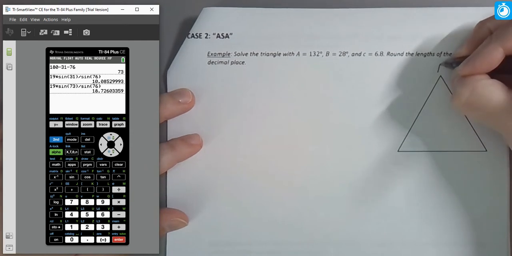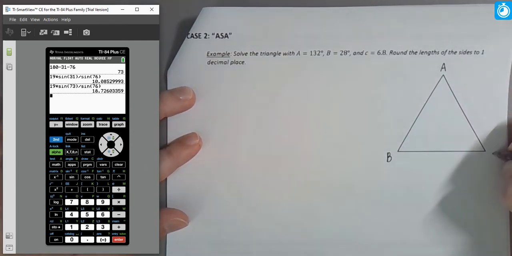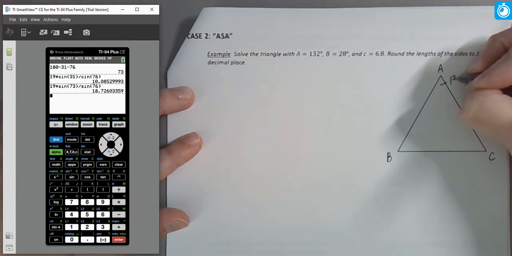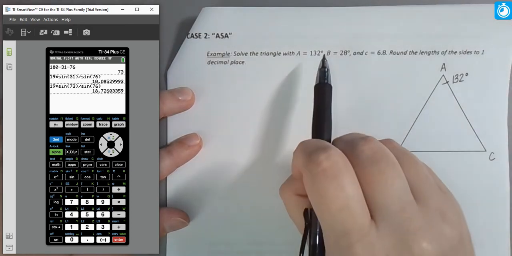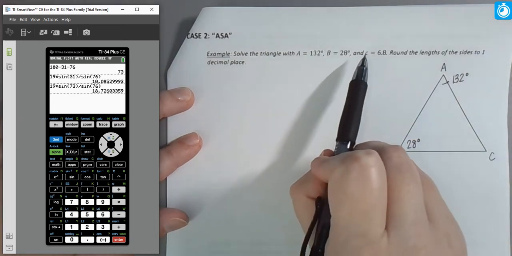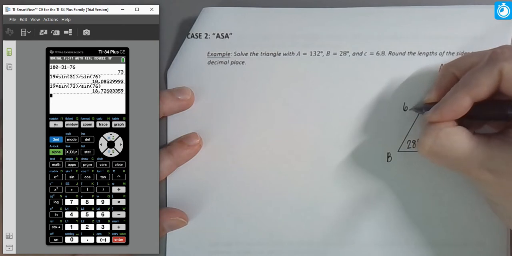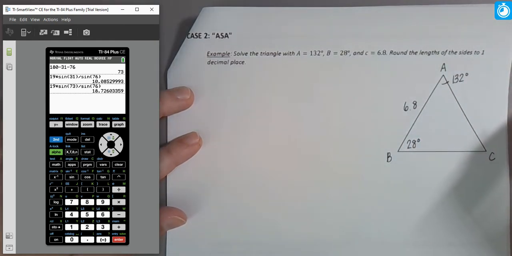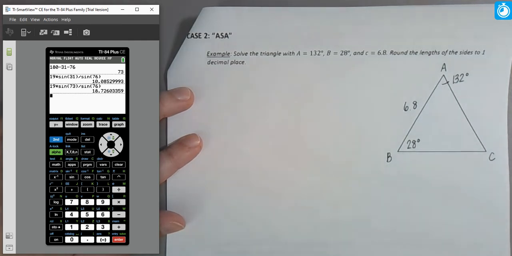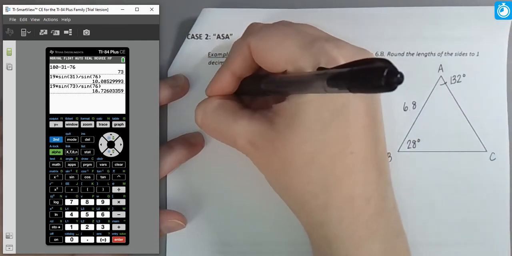So again, start by labeling the triangle A, B, C. We were given that angle A was 132 degrees. We were given that angle B is 28 degrees. And then we were given that side C, little c, is going to be 6.8 units. Now, looking at this triangle as it stands, we don't have a side angle pair. So it almost looks like maybe the law of sines doesn't apply. But notice we can directly solve for C just using that 180 degree relationship. So let's start there and let's see where that takes us.